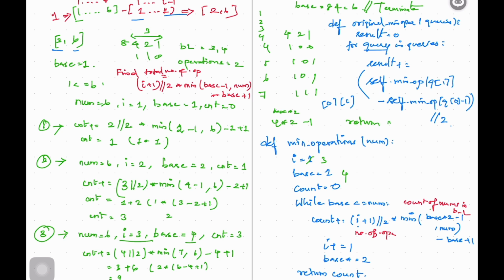I hope you guys would have understood. Basically the concept is very simple. We know the pattern. So if the binary length is 1 or 2, the operation will be 1.